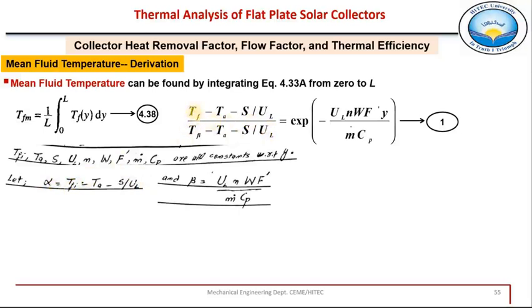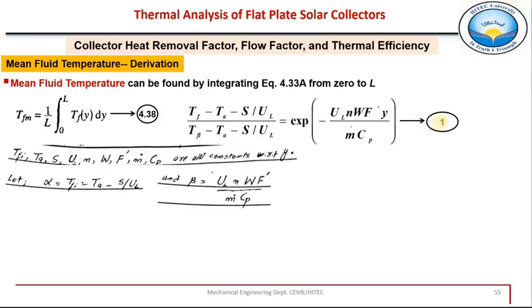This whole term is the denominator term. Here TF is the fluid temperature in the y direction, which is changing, so that is a variable. So this TF makes this whole term a variable. Similarly, on this side, this y makes this whole term a variable, but we are separating this term and representing it by beta.